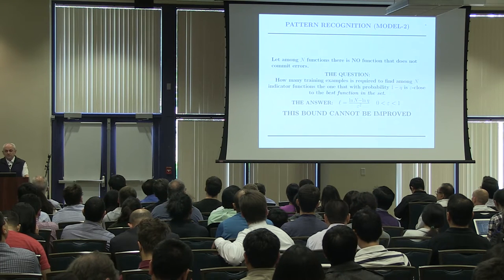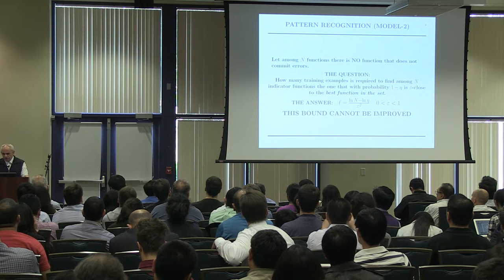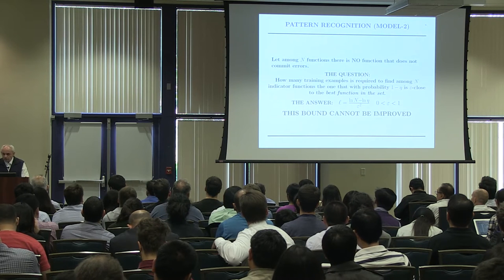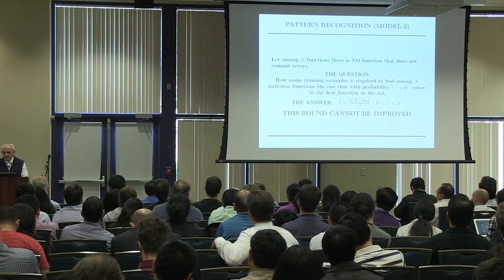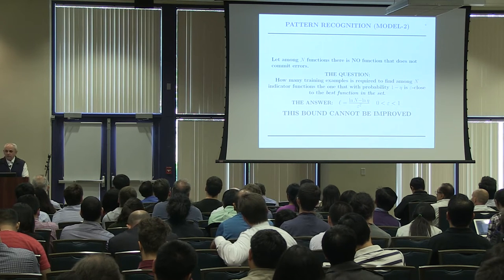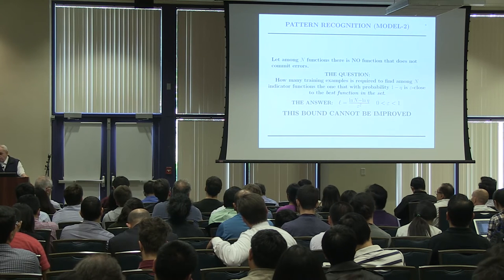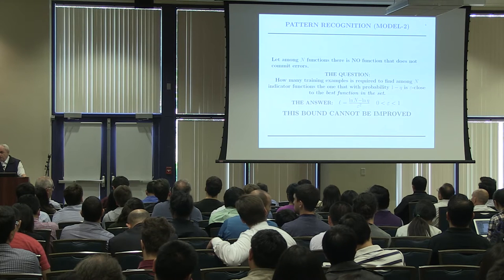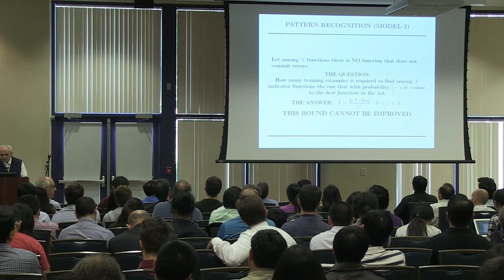In a couple of slides, I will show you that the same story happens in an infinite dimensional set, in the continuous case, when you have a continuous number of functions. Just everywhere, instead of log n, you will use the VC dimension. That's it, the only difference. And I will show you how it works.